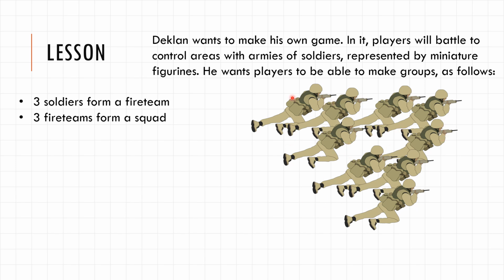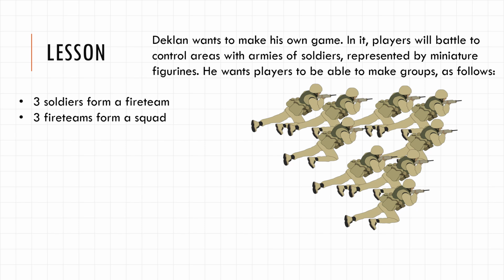I have 3 groups of 3. Here is my first group, right over here. Here's my second group, and here is my third group. 3 groups of 3 means I do 3 times 3, that's 9.